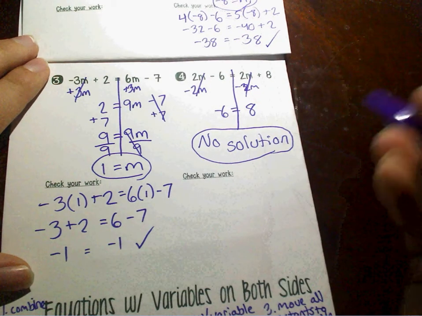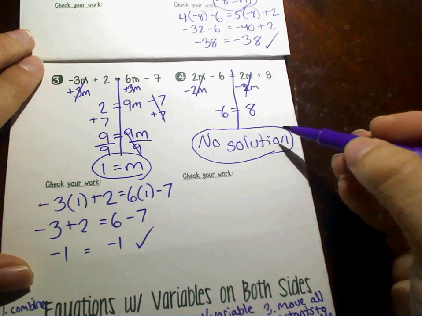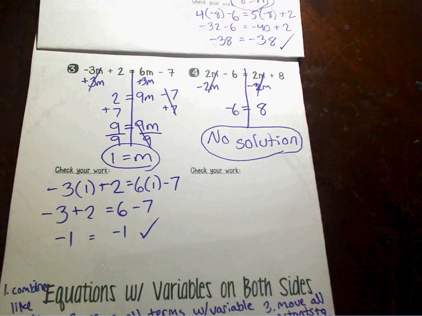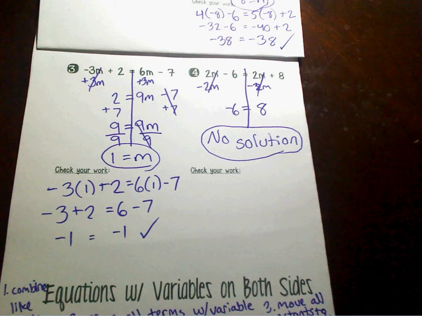But again, we'll look at problems like these more later. But that's just solving equations with variables on both sides. We'll look at this more tomorrow. Move all your terms with variables to one side, move all your constants to the other, and then after that, you just solve like normal, like our regular 2-step equations. All right.